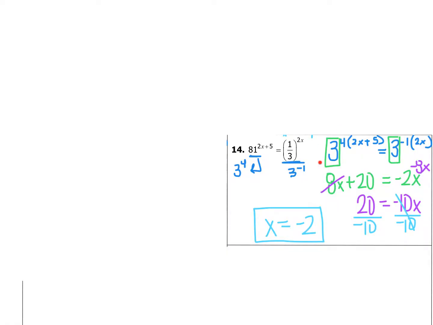So I end up with 3 to the 4th and then 2x plus 5, and then 3 to the negative 1 with that 2x. So when I distribute, I have 8x plus 20 and negative 2x. And so since my constants were already solved on this side, I subtracted 8x. And when I solved it out, I ended up with x equals negative 2.